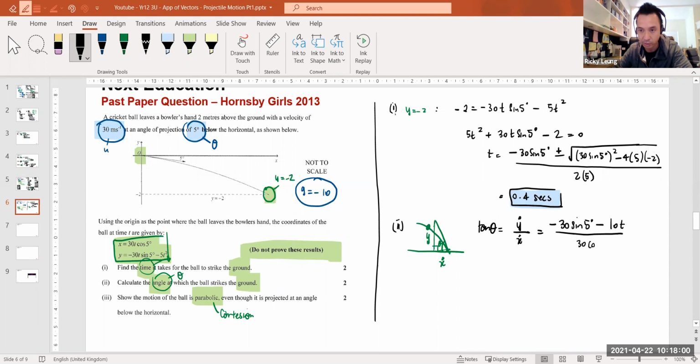30 cos 5 degrees, right? So once you do that, I want to sub in this time because it's the angle. So basically, you can imagine this formula is the angle at each point on the parabola. But if I want it right when it strikes the ground, I sub in the time that it took to strike the ground, which is 0.4. Sub it in your calculator.